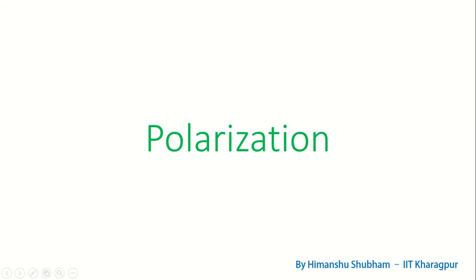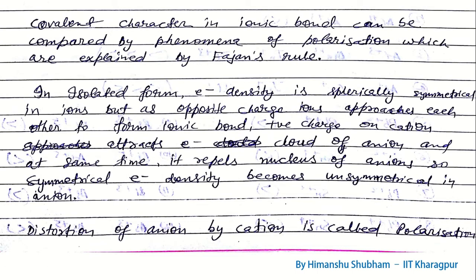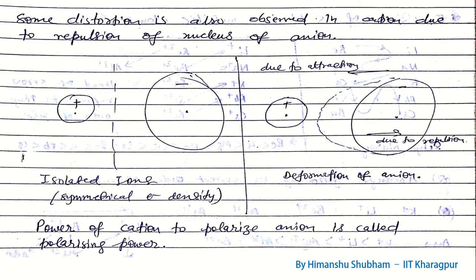In this lecture, we will go over polarization. To understand what polarization actually is, let us go to this diagram here. Here we have two different configurations of the ions, the cation and anion. To the left of this dividing line, we have a configuration in which the ions, that is cation and anion, are isolated from each other.